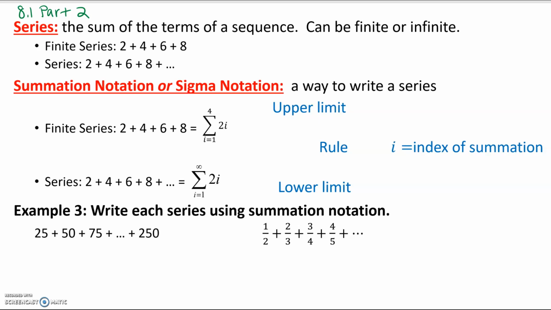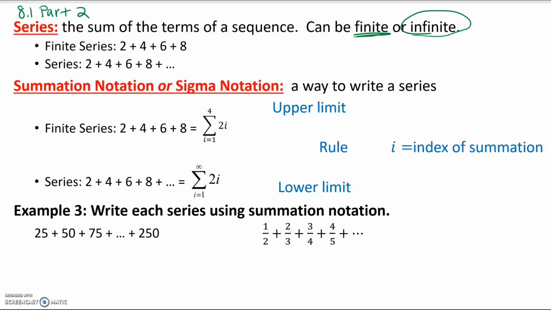So a series is the sum of the terms in a sequence. So if I took all of the numbers in the sequence and I added them together, that would be our series. So if I have a finite sequence, I'm going to have a finite series because there's only so many numbers I'm adding together. I can also have an infinite series if my sequence is infinite and goes on forever. So I can add all of those numbers forever and ever.